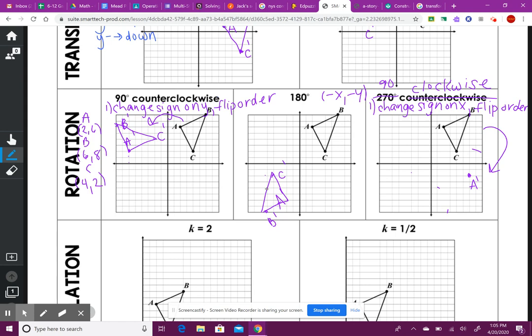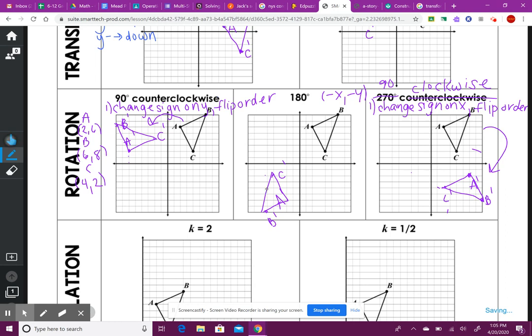Change the sign on our X for B. So -6 now. Flip the order. It should be (8, -6). 1, 2, 3, 4, 5, 6. So here's B. And our C should now be (2, -4). Here is my new C. So it's pretty easy to follow the rule as long as you just memorize.